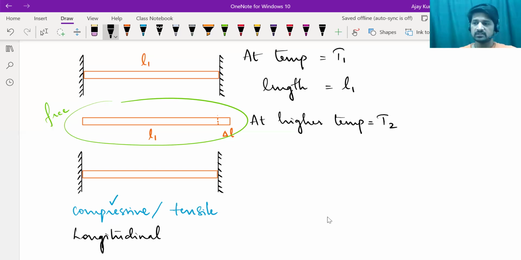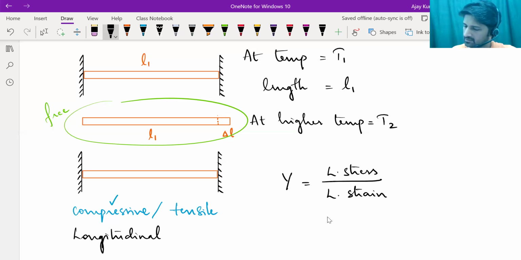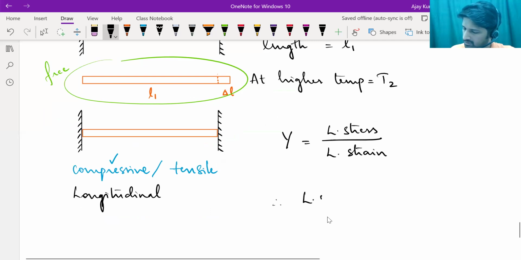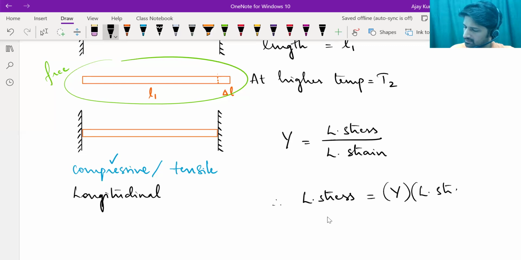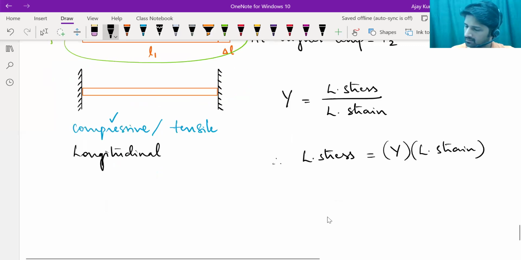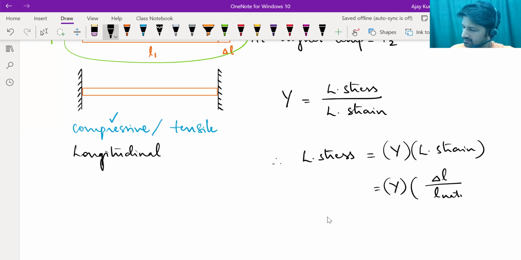Fine. The longitudinal stress and longitudinal strain are related by Young's modulus. Those of you who have studied the chapter on solids would be aware of this. Young's modulus, by definition, is longitudinal stress divided by longitudinal strain. Therefore, the longitudinal stress developed in this rod would be Young's modulus Y multiplied with the longitudinal strain. How is longitudinal strain calculated? Change in length divided by natural length.